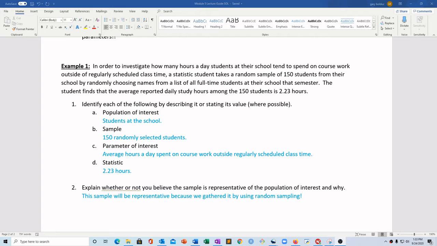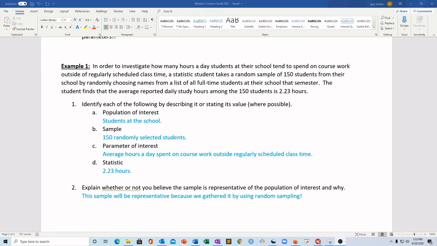Okay, so number 1 says, identify each of the following by describing it or stating its value, whenever it actually has a value. So A, the population of interest. Who do you want to learn about? So this statistics student wants to learn about students at his or her school. Okay, so then that's students at the school. B, the sample. Okay, who did you actually go talk to? Not the whole big group, but what was the smaller group you actually talked to? Okay, well, in the sample, we ended up talking to 150 randomly selected students.